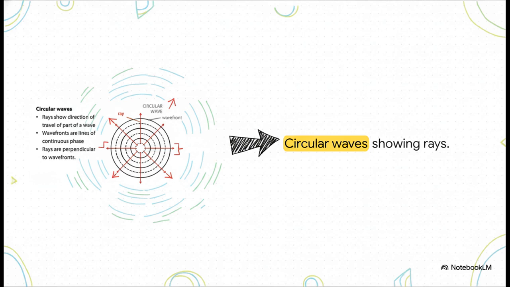But point your eyes to the red rays pointing outward. The crucial geometric relationship you absolutely need to memorize here is that the rays showing the direction of travel are always exactly perpendicular to the wavefronts. It is always a perfect 90-degree angle.